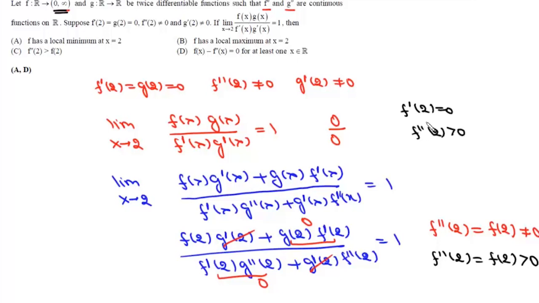That means this 2 is a point of local minimum. So that means this option A is correct. That means this option B will be incorrect. And clearly f double dash 2 is equal to f2. That means this option C is also incorrect. Now it says f(x) minus f double dash(x) equals 0 for at least one x belongs to R. We know that this is true for x equals 2. That means this option D is also correct. So the correct options are A and D.